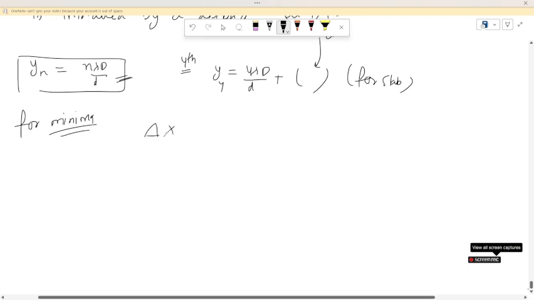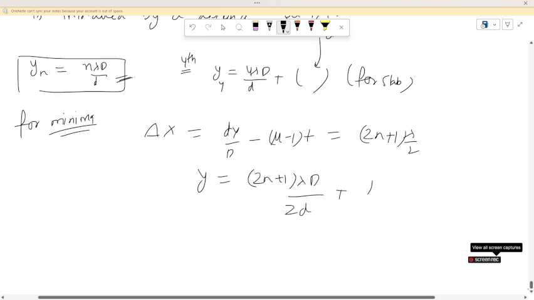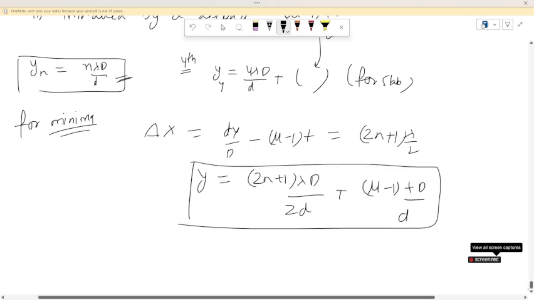So the path difference was dy by D minus (mu minus 1) into t. For minima, this is (2n plus 1) lambda by 2. So y will be equal to (2n plus 1) lambda D by 2d plus (mu minus 1) t D by d. You can see that here also this is the extra distance, similar to the maxima shift. So the minima will also be shifted. So we can draw the net positions.